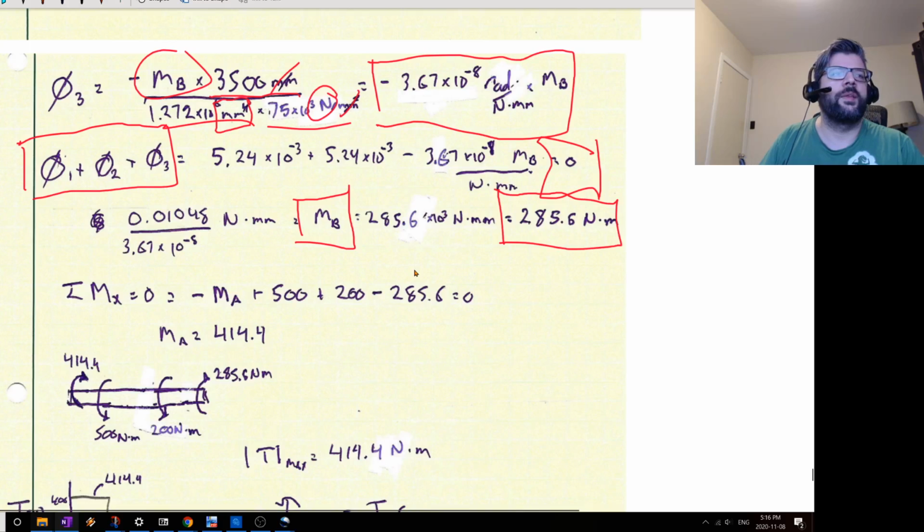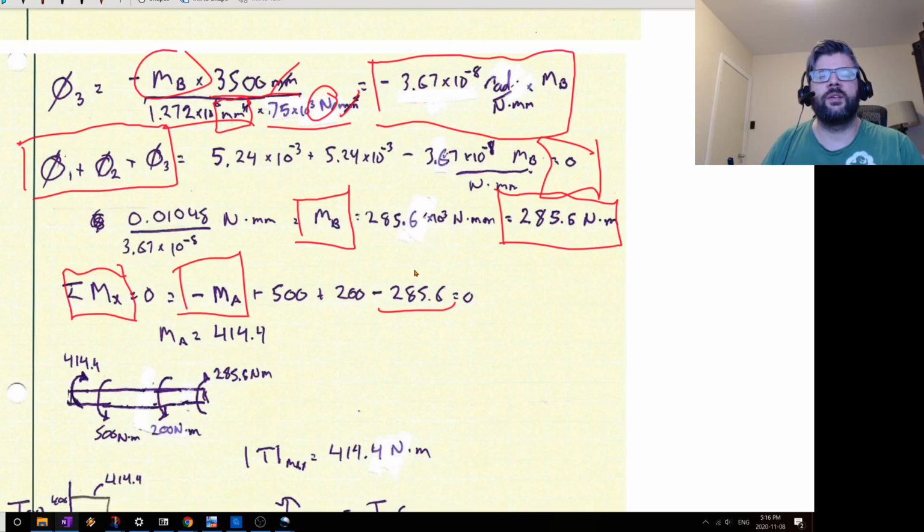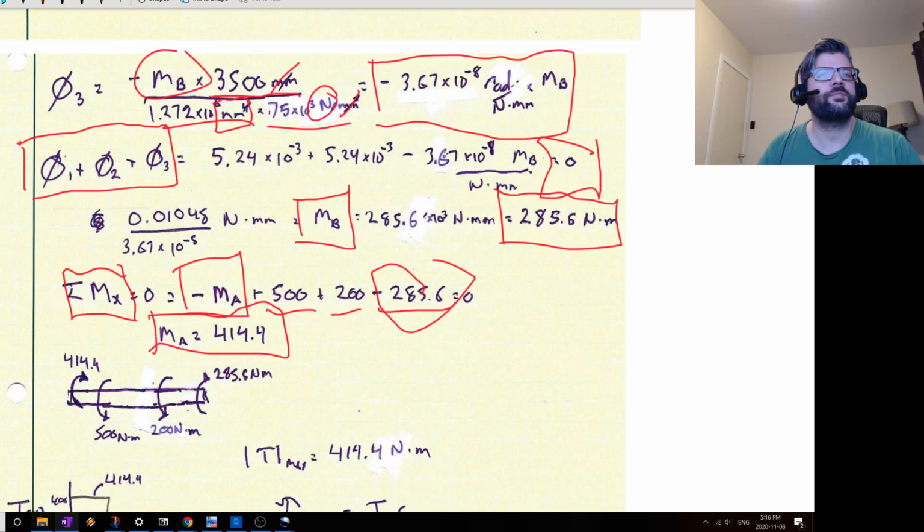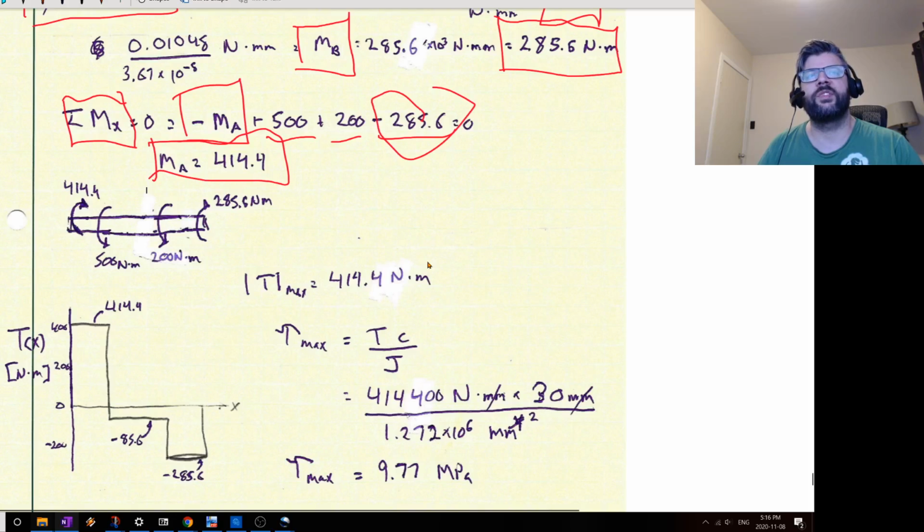So if we've got that, we can just sum up our moments. Those need to be equal to 0 to find out what the reaction at MA is. So minus MA plus the 500 plus the 200 minus this gives us an MA of 414.5. Sorry, 414.4. So here's just a redraw of our free-body diagram with those things on there. And then I'm going to plot the torque as a function of x in Newton meters.